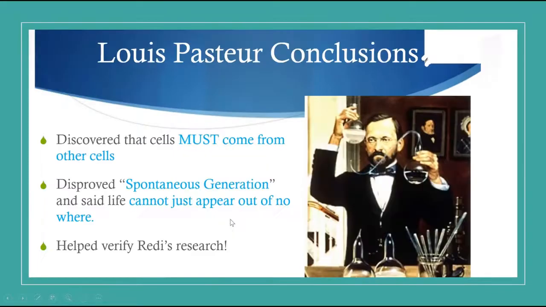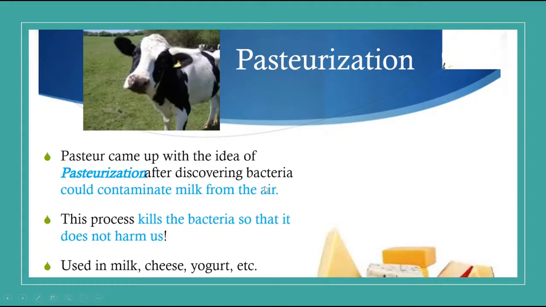So what is his conclusion? He supported Redi's research, which Redi did with the help of meat. And he discovered that cells must come from other cells, right? And he disproved spontaneous generation and said that life cannot just appear out of nowhere, right? So it is proved. And Pasteur came up with the idea of pasteurization.